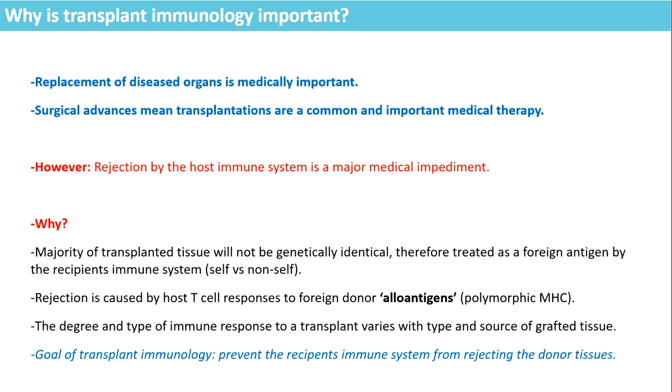Now obviously the degree of the immune response that's going to be elicited to a transplant will vary depending on the source of the grafted tissue. Essentially, the main goal of transplant immunology is to prevent the recipient's immune response from rejecting that graft or that donor tissue.